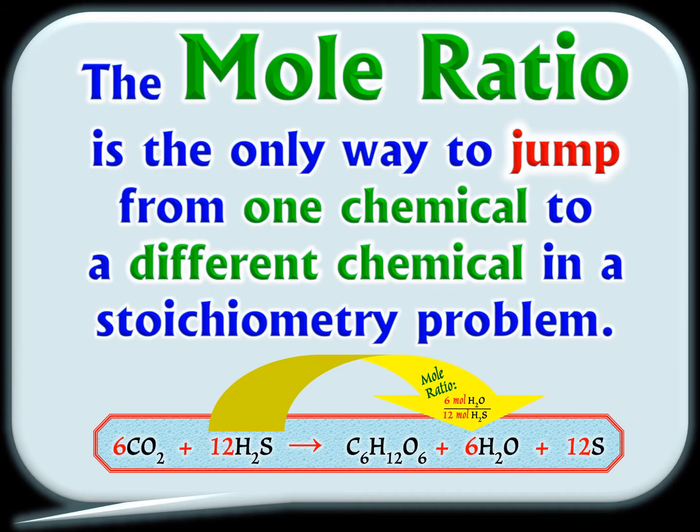The mole ratio, which we began to use last time, is the only way to jump from one chemical to a different chemical in a stoichiometry problem or in any chemical equation. It's the only way to do it, the mole ratio, which is of course why we balance, and then the coefficients from the balanced equation give you the mole ratio.